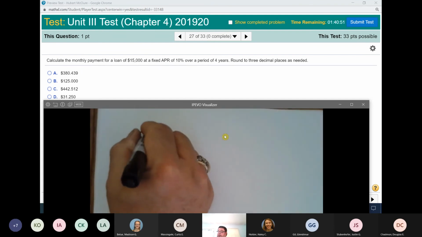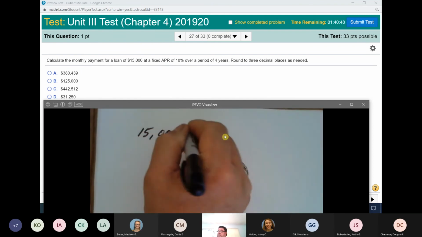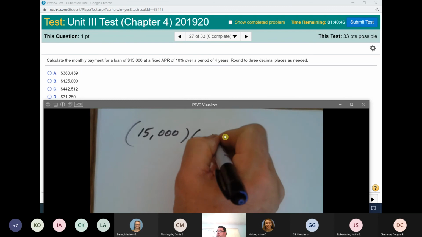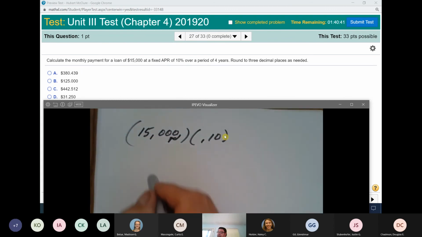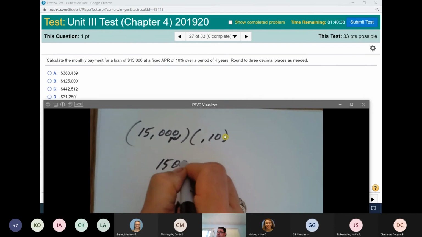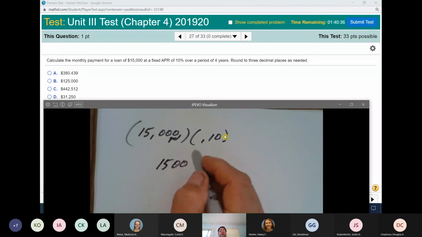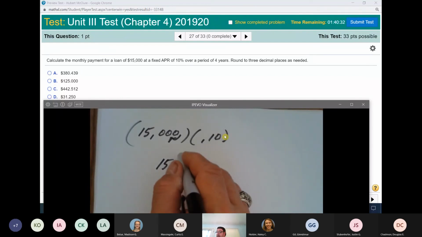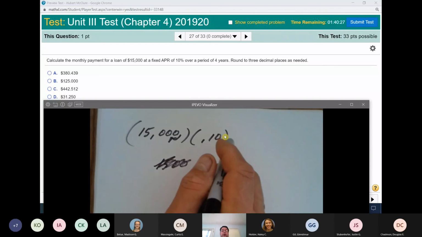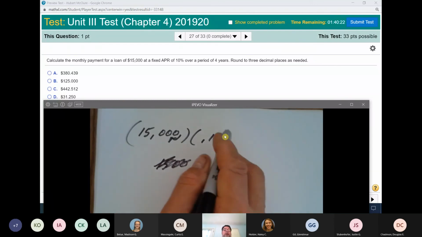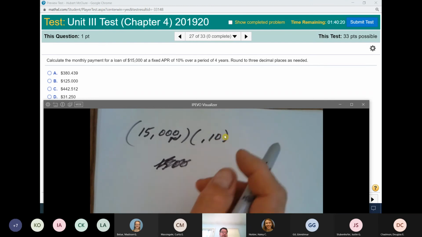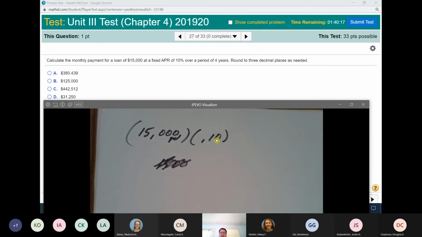So 15,000 times 0.1. That means I'm going to move the decimal, 15. So 1,500. Oh, wait a minute. No, I'm going to multiply it times 10%. So that would be one place over. So that would be, yeah, that'd be 1,500 over a 4-year period. Okay. So that would be 15,000 times 10%. Let me do that in my calculator.